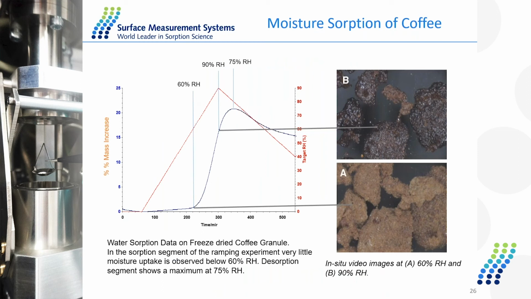Another example is the ramping experiment with coffee granules, ramping from 0 to 90% RH and then decreasing to 40% RH. During the desorption step, the sample is quite stable before 60% RH. There is no significant uptake, but after that, there is a sharp increase from 60 to 90%. At 90% RH here, the in situ video image clearly shows a change in color between the same sample at different conditions. And during the desorption here, the sample mass change reached the maximum at 75% RH. So we can say that the deliquescence is somewhere between 90% RH and 75% RH. And this is the stability study of the coffee granules.